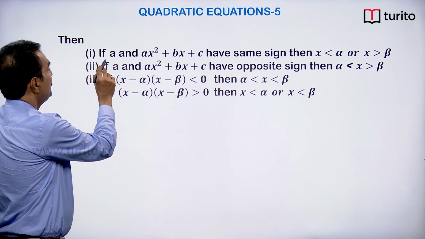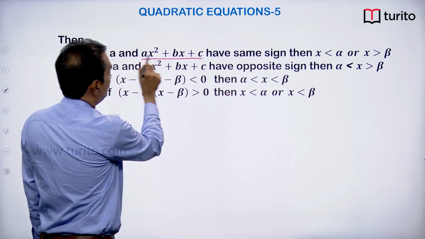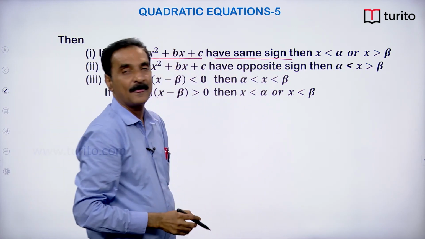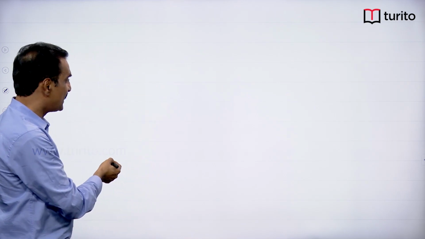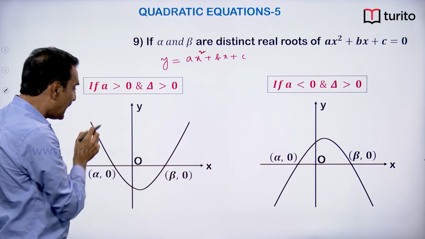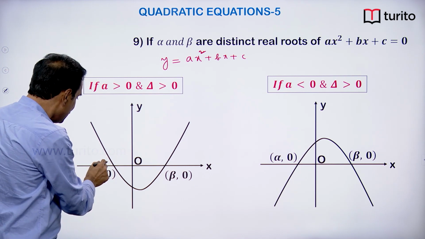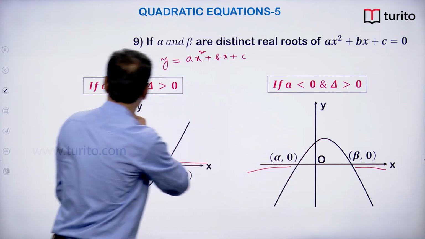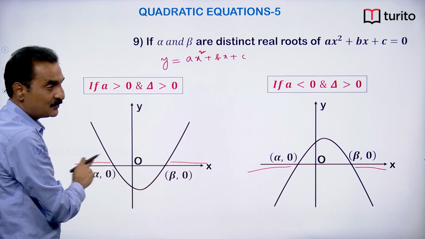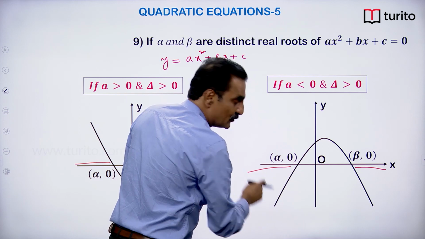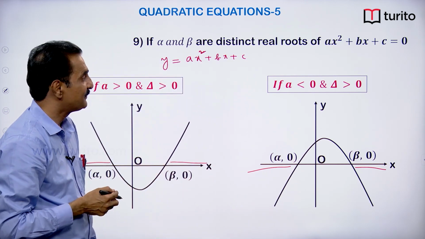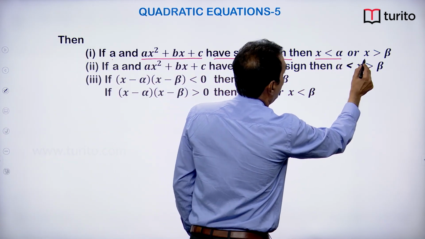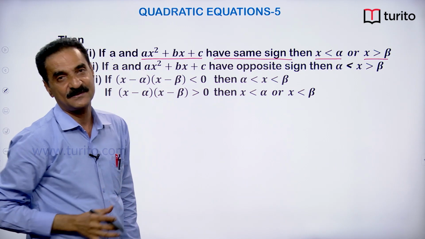See, if a and y, meaning the expression, have the same sign, then from the previous graphs, it means this interval or this interval. Here a is positive, y is positive. Here a is negative, y is negative. What is the interval of x? x is less than alpha or greater than beta, that is the interval of x.